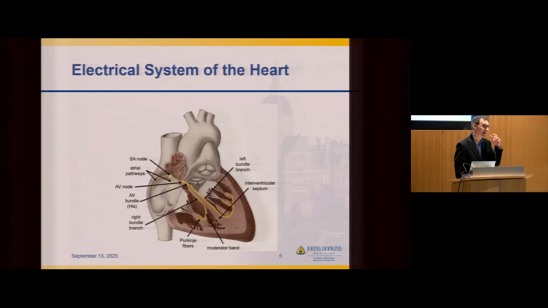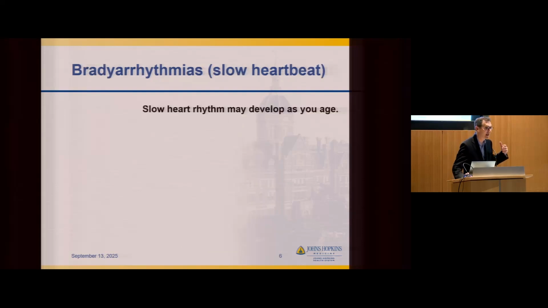That impulse has to get to the main pumping chambers, which are the bottom chambers. You see these yellow lines? This is a specialized conduction system, like a special wire that's built into the heart. The electrical impulse travels over these wires to the bottom chambers, conducting the electricity very fast and making sure that all chambers beat in a synchronized fashion. As you age, this electrical system in the heart may slow down.